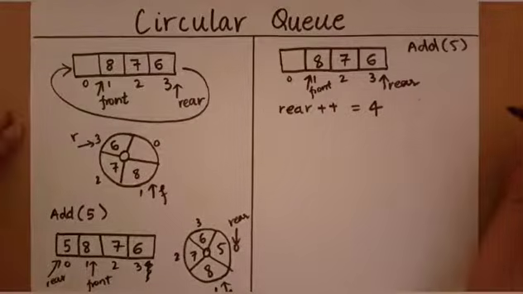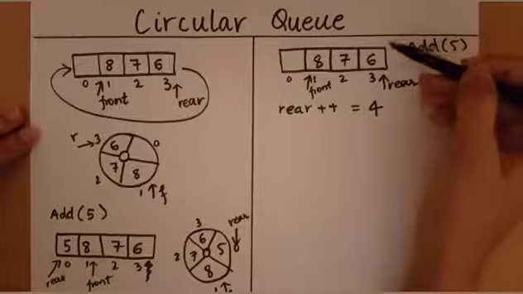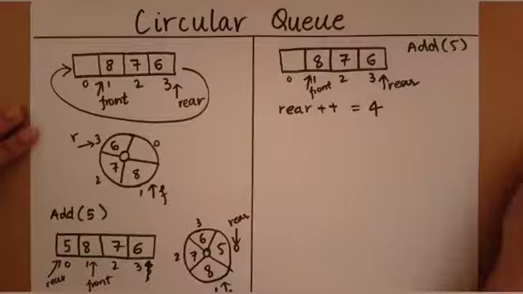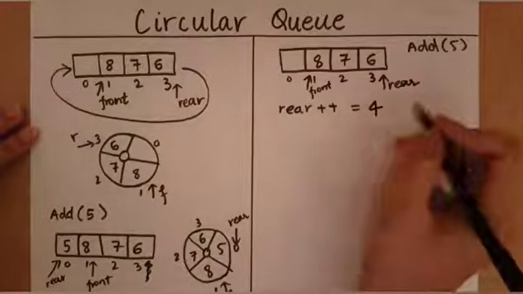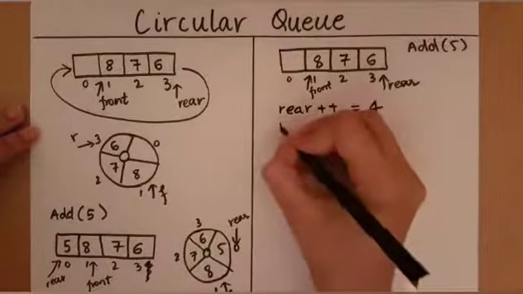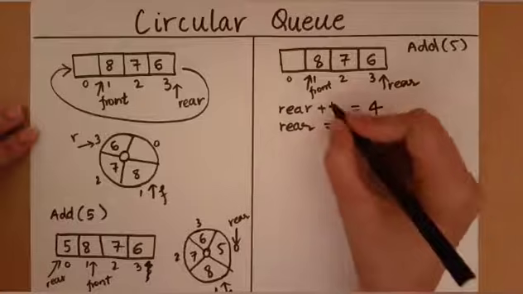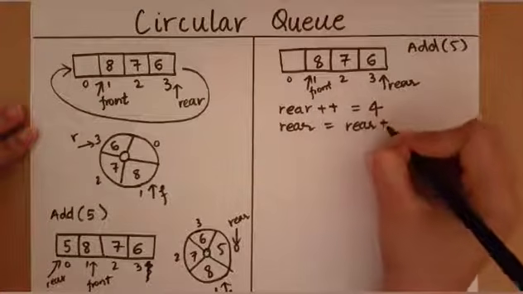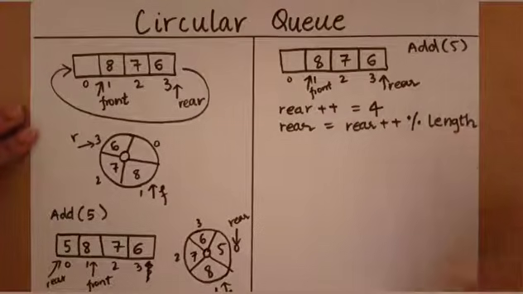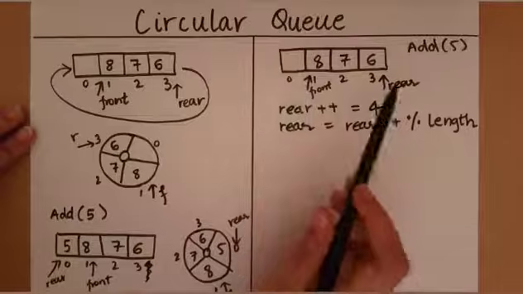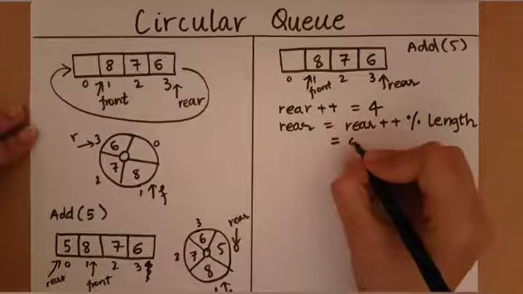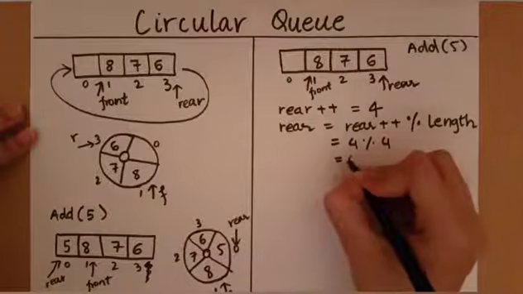Now I would like to add an element to the fourth part of the array. But this does not exist because it is greater than the length. So now from this 4 I will want to get the number 0. So the way to do that is I am going to say rear is equal to rear plus plus mod the length of the array. Now the length of the array is 4 because it stores 4 elements. When I do this, I get 4 mod 4 and I arrive at 0.